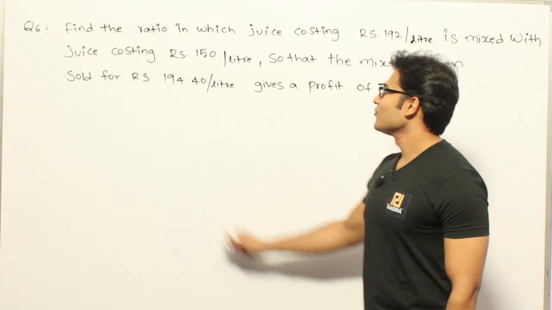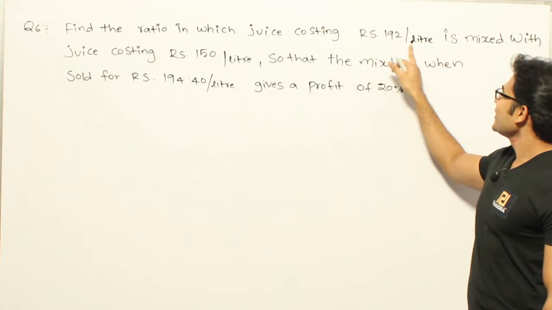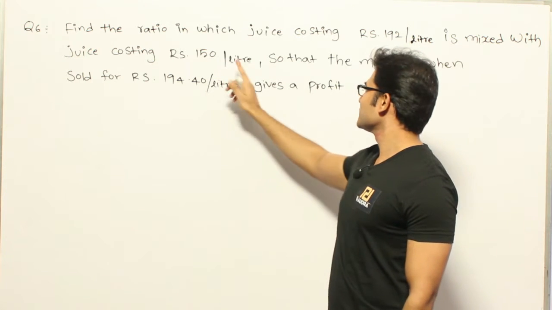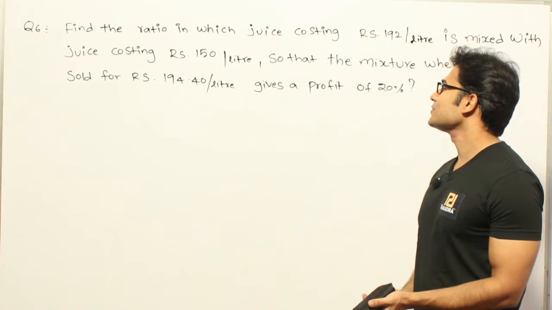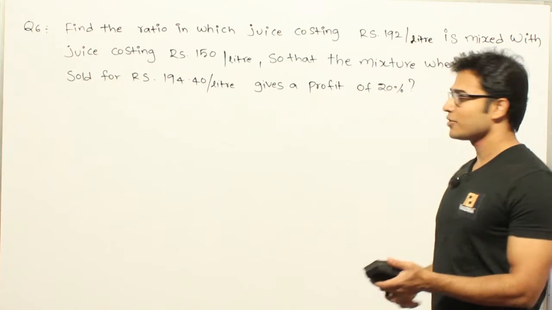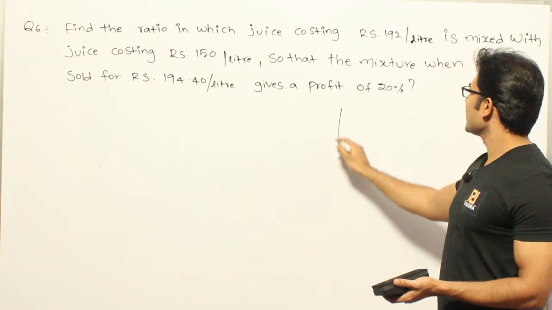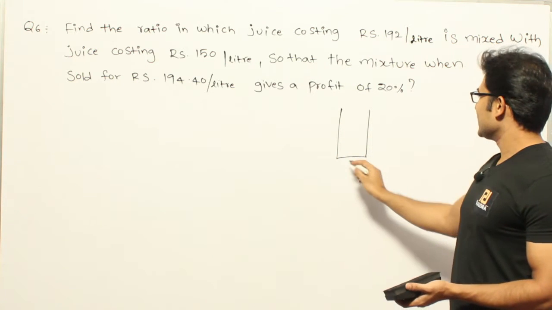Now let's see this. Find the ratio in which juice costing 192 rupees per liter is mixed with juice costing 150 rupees per liter, so that the mixture when sold for 194.4 rupees per liter gives a profit of 20%.